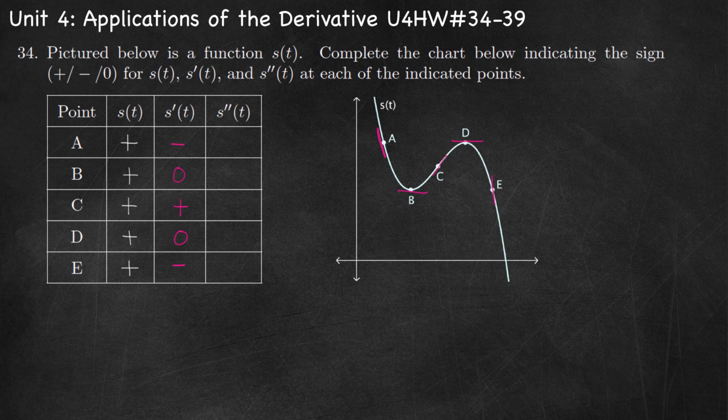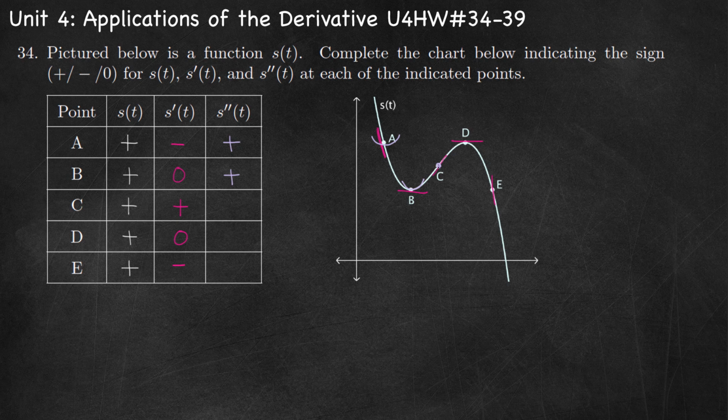Now, second derivative. To determine the sign of the second derivative, we want to think about concavity. So at point A, the graph is concave up. So second derivative is positive. Point B, the graph there is concave up. So second derivative positive.